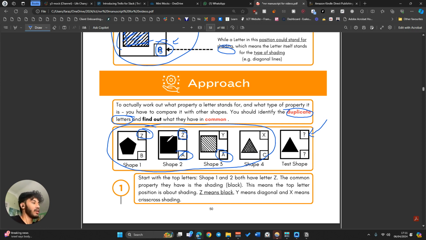So immediately what I'm thinking is that maybe the top box is basically telling us what shading or what pattern the shape is going to have. And then perhaps Z means that it must be a black shading. That would mean that this shape would have to have a Z in it, because this is also shaded black. And if we just look at the other 2, that would mean that Y is diagonal shading and X is cross-hatching. And that matches up, that makes sense.